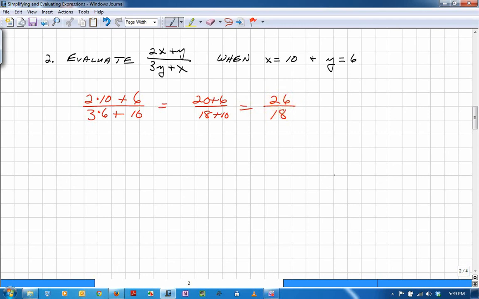So we need to reduce that fraction. So if I divide both the numerator and the denominator by 2, I'm going to get 13 all over 9, and that's simplified, and I'm just going to leave it as an improper fraction.